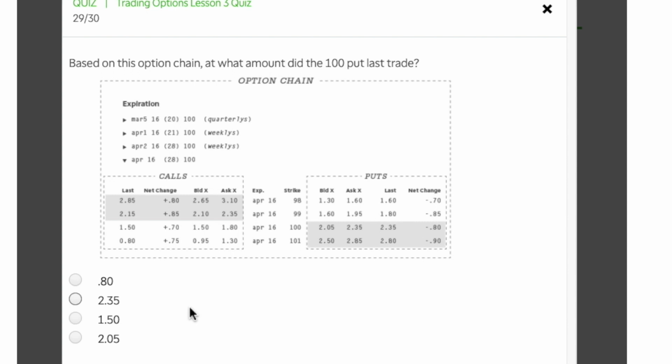Based on this option chain, at what amount did the 100 put last trade? So we look at the 100 put last column right here. That's just the last price it was bought and sold for. 2.35.